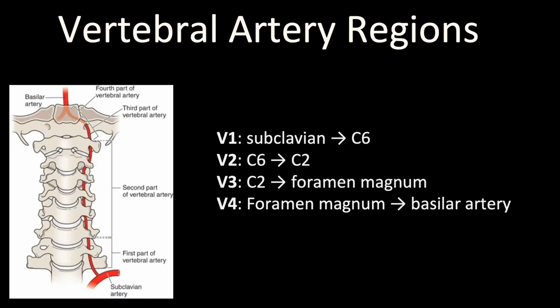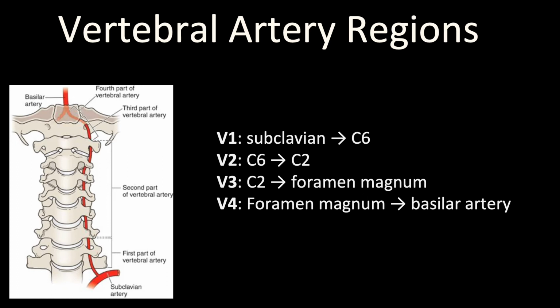The vertebral artery regions. You need to know these so well. There will be at least 2 test questions on this exam, and it'll come back on your next exam. So page 79, everything about page 79 is important. So your V1, V2, V3, and V4, those are the regions of the vertebral artery.